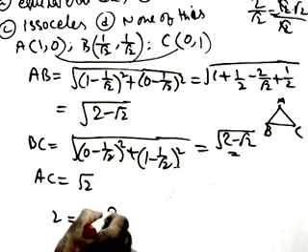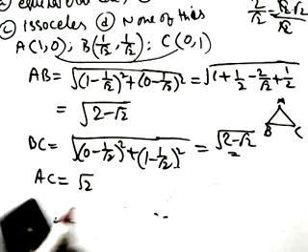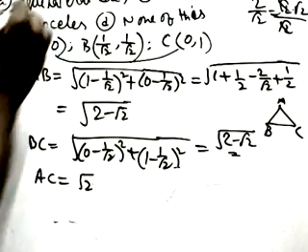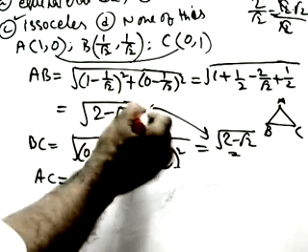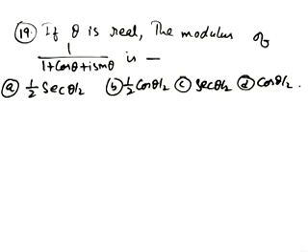If you see it like this, root 2 squared means 2 equals (2 minus root 2) plus (2 minus root 2)? No, it's not. This is not obeying the Pythagoras theorem. So we can say only that this is an isosceles triangle, because two sides are equal. Therefore, it is an isosceles triangle. Now, the next question is here.